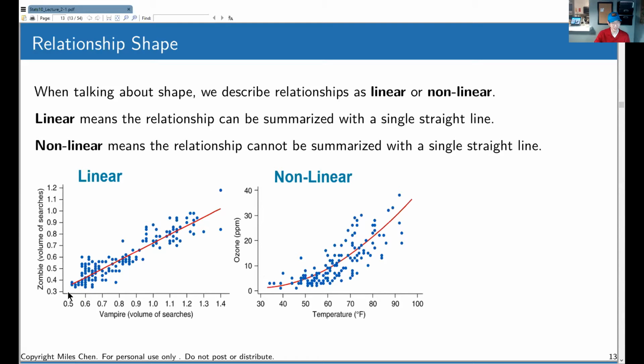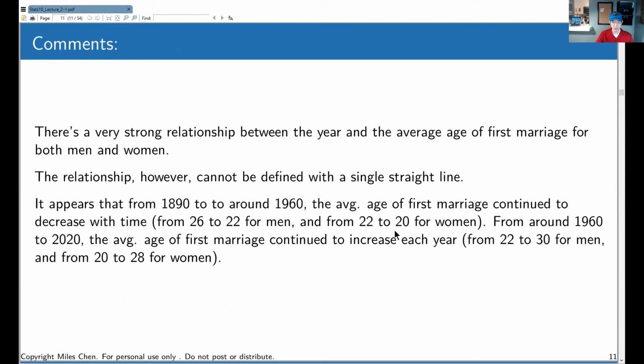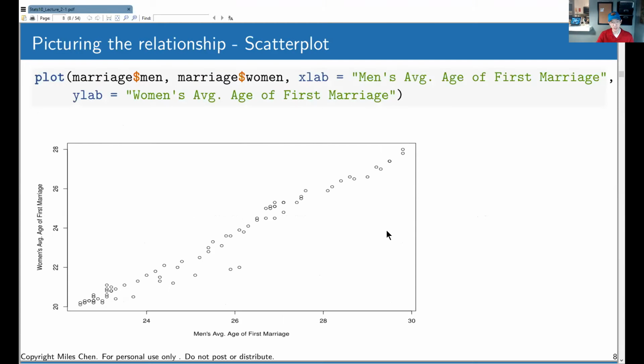And so this is, I think, internet searches for the words vampire and zombie, and on Google Trends and such, you can look at dates where a certain word was searched a lot or infrequently, and there seems to be a linear trend. Okay, and then nonlinear would indicate that the relationship cannot be summarized with a single straight line. So here are the dots that appear, and we would need some kind of curved line. Okay, so this would be nonlinear, and this would be linear.